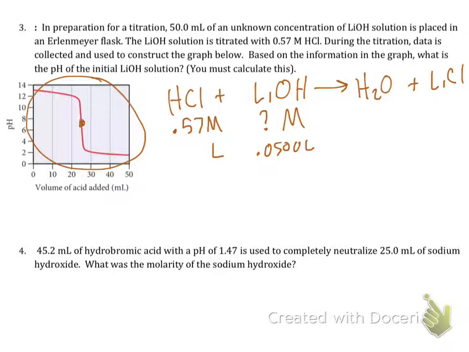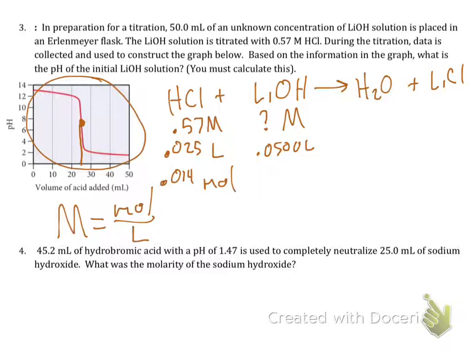Well, the equivalence point is right there, which happens to be around 25 milliliters. So it's going to be 0.025 liters. Now what we can do is use the molarity equation to figure out the moles of hydrochloric acid, which is going to be 0.014 moles. This is a 1-to-1 ratio. So that means whatever moles of hydrochloric acid we have, we have the same number of moles of lithium hydroxide. And then again, we can use the molarity equation, moles divided by liters, to give us the molarity.